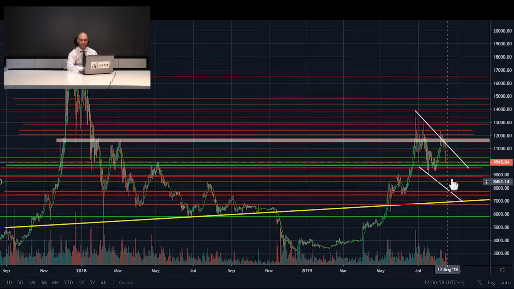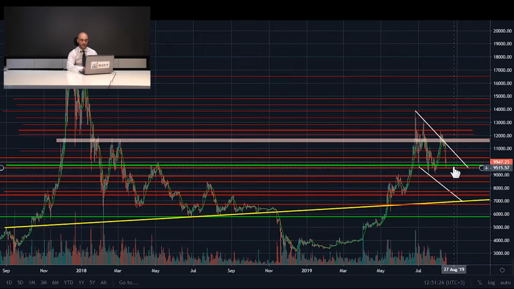If this strong downwards move continues under the 9500 support level, probably we will first test 8900, and after that we have this 8500 support level, and after that we are seeing 7760 and 7500 around here.